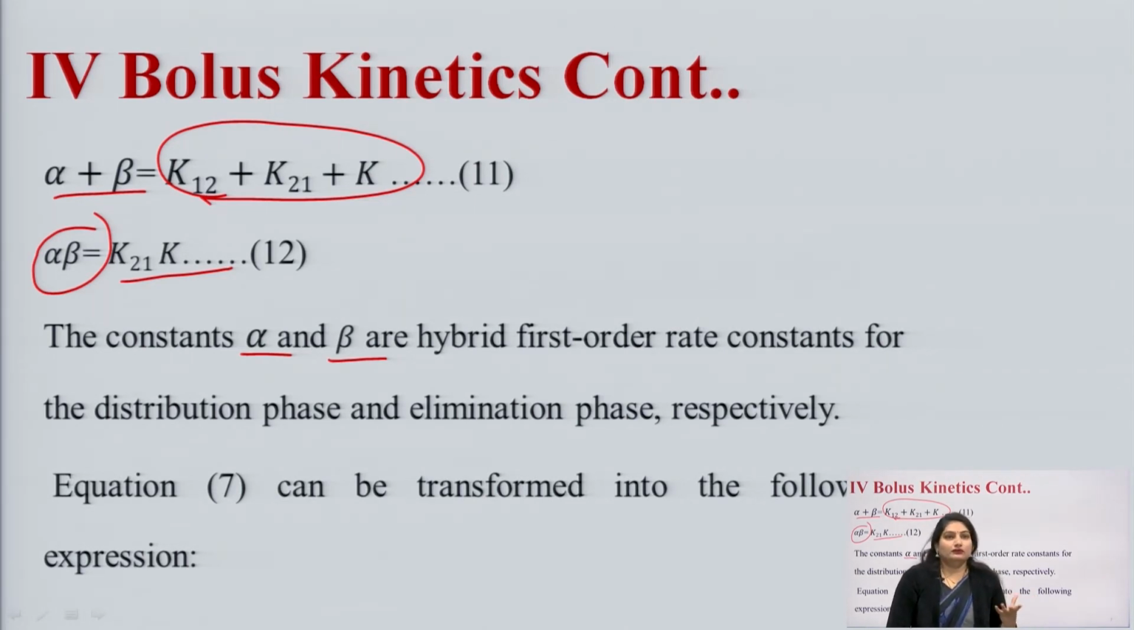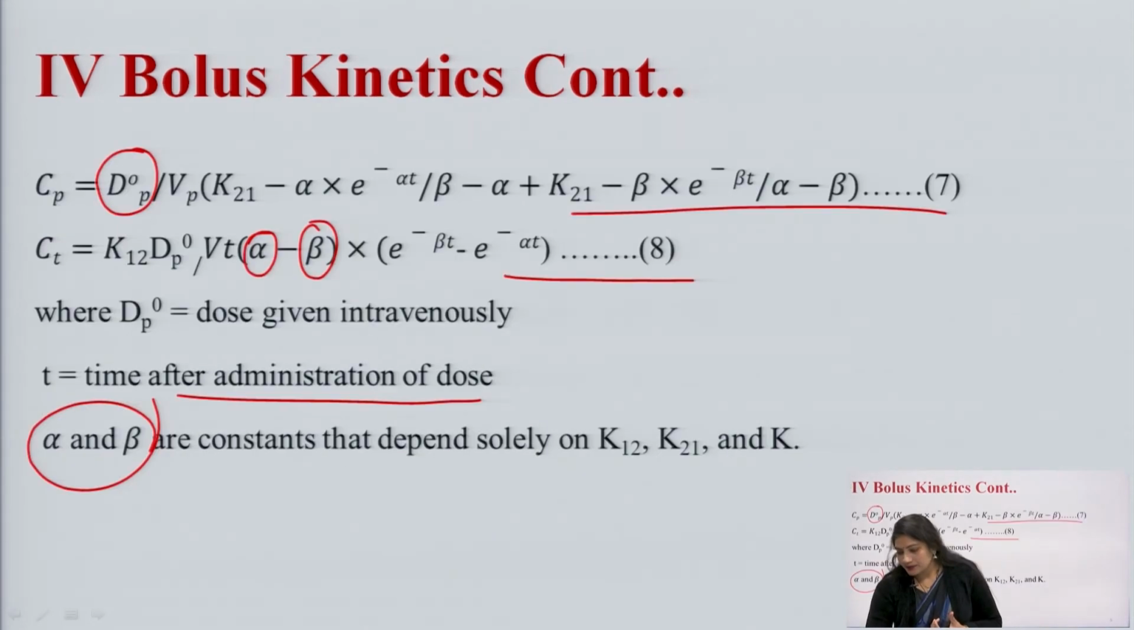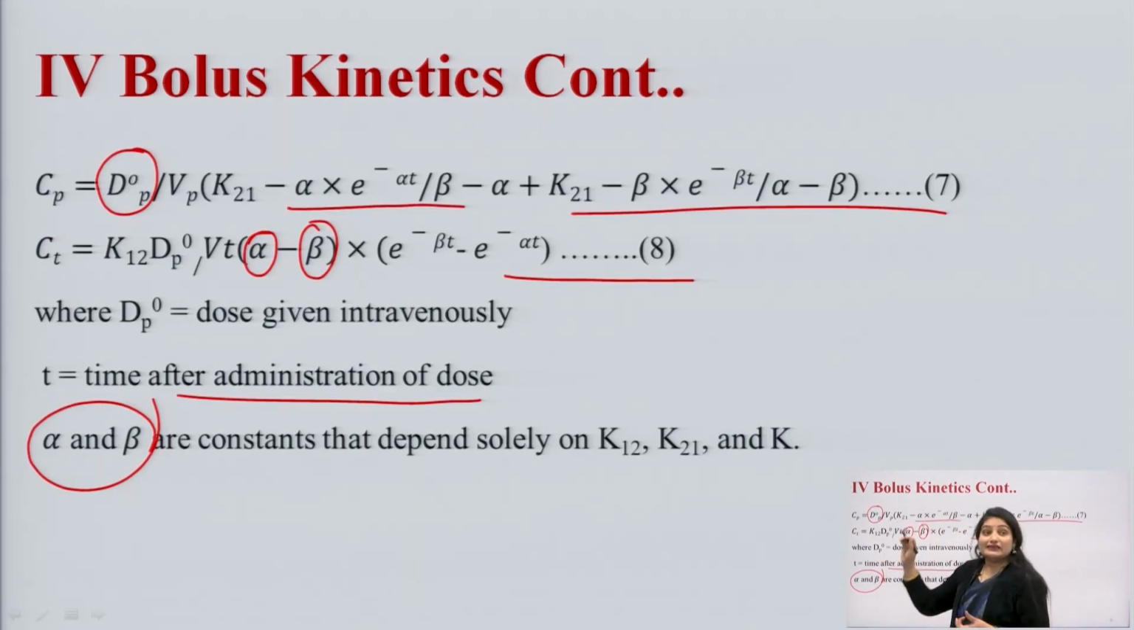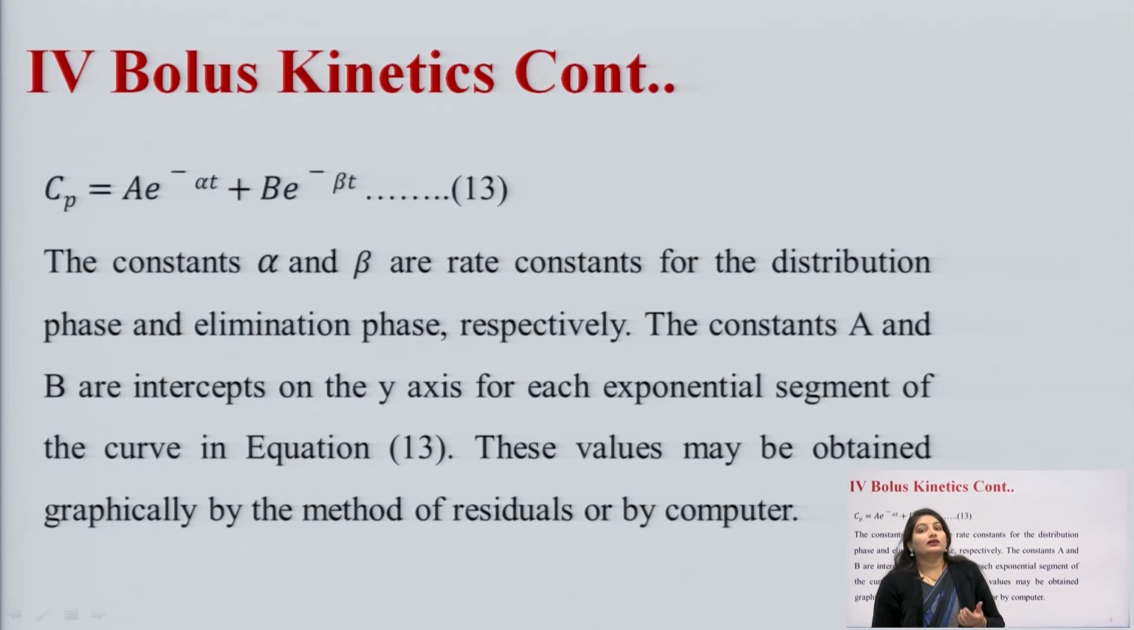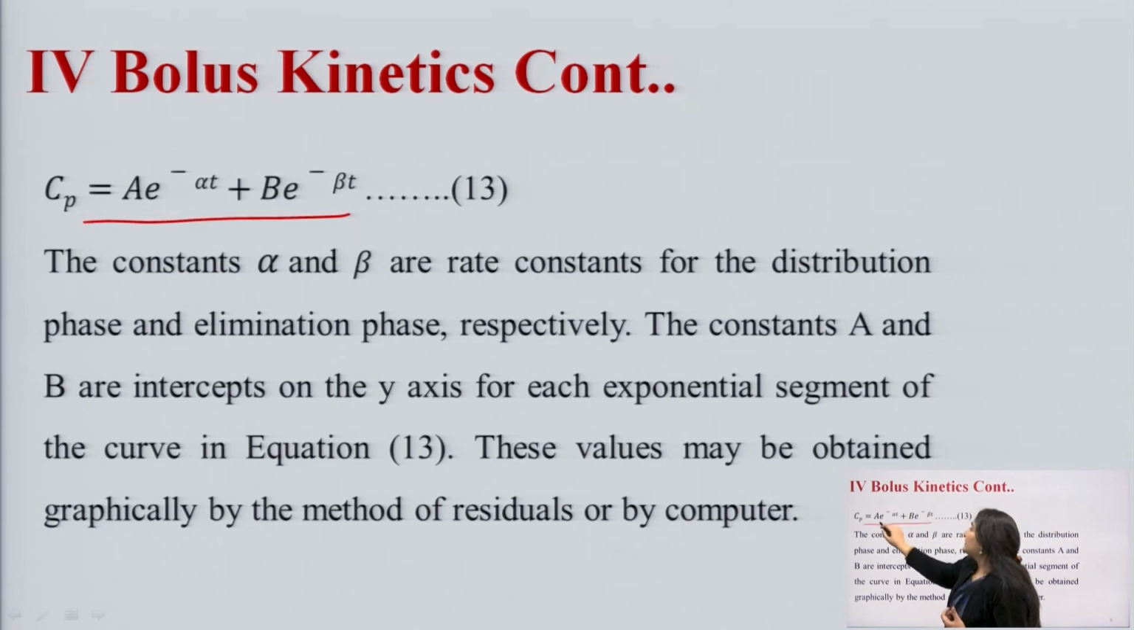So, equation number 7 can be modified, and by solving it, we get another equation, that is Cp is equal to A into e raised to power minus alpha t plus B into e raised to power minus beta t. As I have told you, alpha and beta are the rate constants for the distribution phase and the elimination phase. Alpha represents the distribution phase and beta represents the elimination phase.